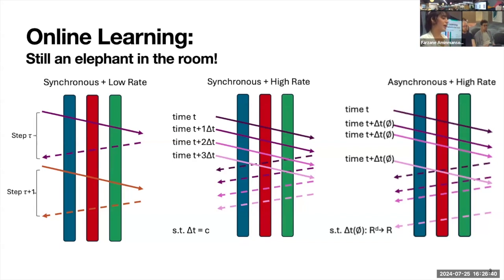I'll categorize these types of problems into two categories: either they're synchronous and high rate, or they're asynchronous and high rate. By asynchronous, I mean that the interval between data arrivals changes over time. So this delta t is also a function of some other parameter that we don't know. Maybe, I don't know, God made that.